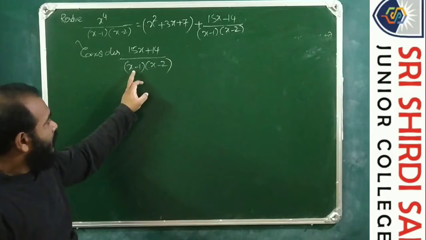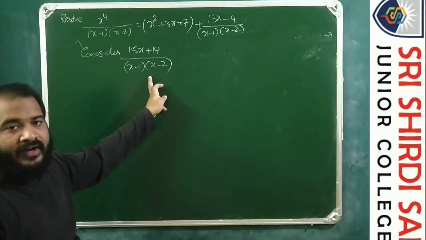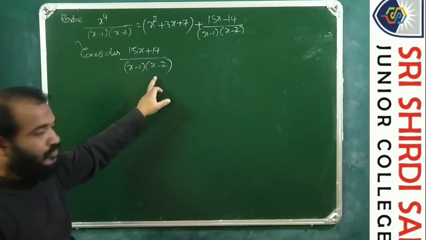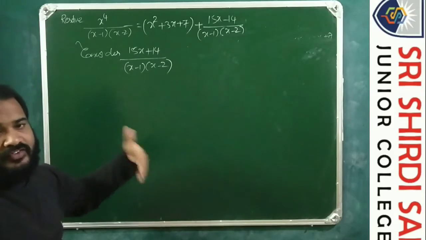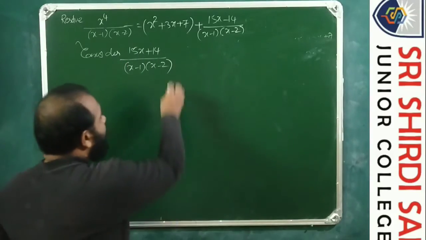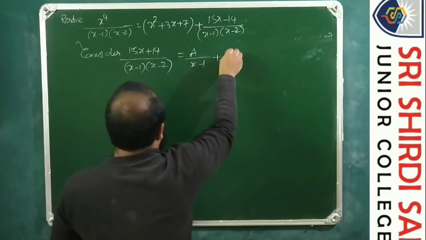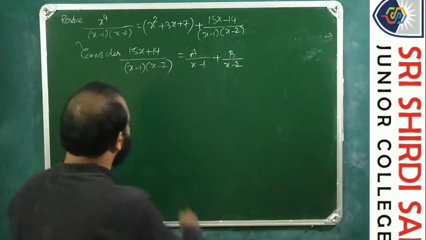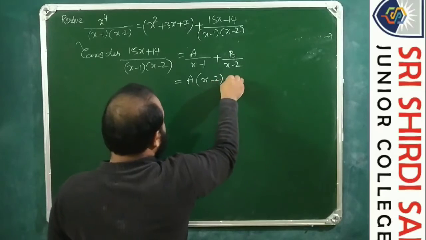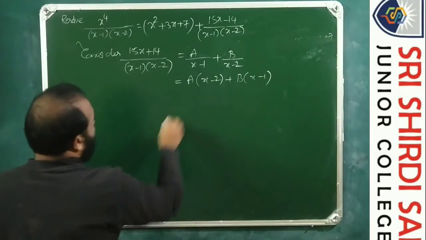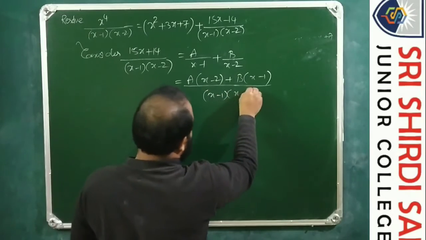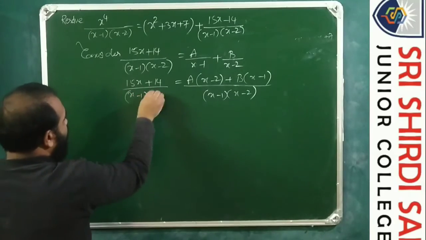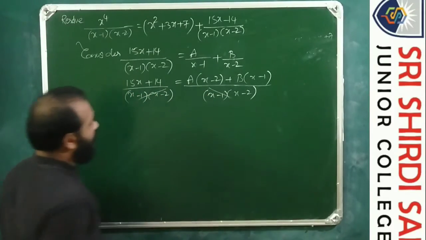So the denominator contains two non-repeated linear factors. For every non-repeated linear factor ax plus b of g of x, there corresponds a partial fraction of the form A by ax plus b. Here A by x minus 1 plus B by x minus 2. Here A, B values are to be evaluated. So this is equal to A into x minus 2 plus B into x minus 1 by x minus 1 into x minus 2. This is equal to 15x minus 14 by x minus 1 into x minus 2. So these two get cancelled on both sides.